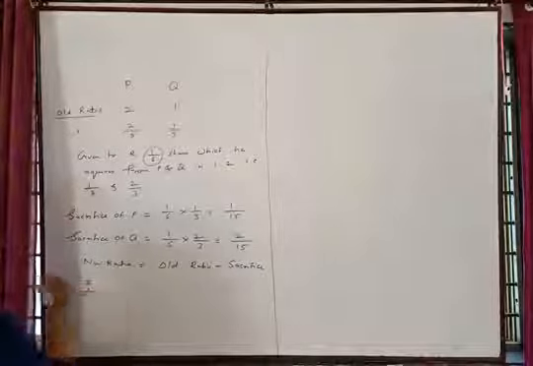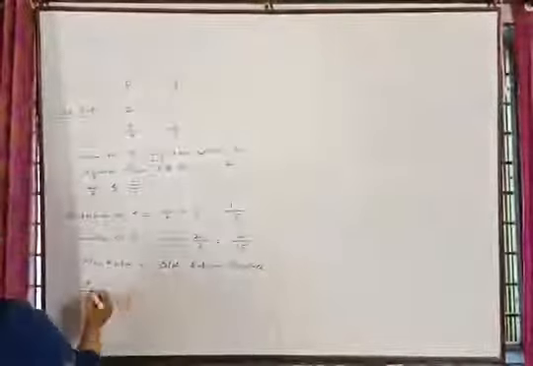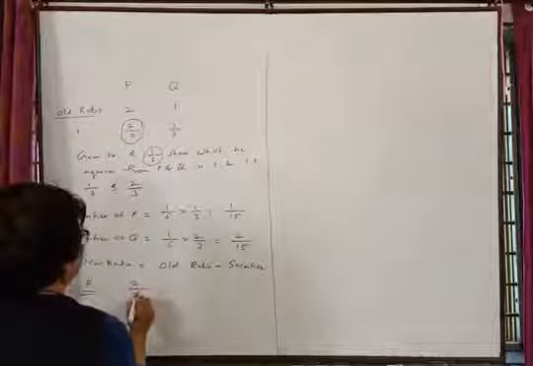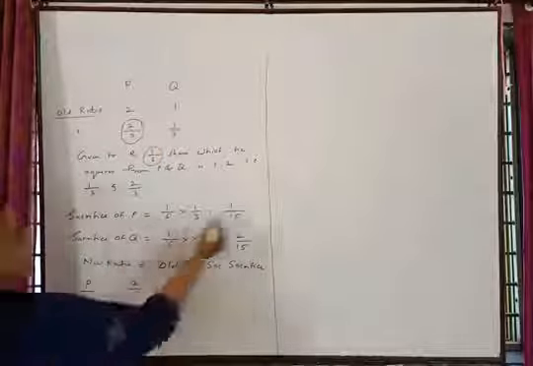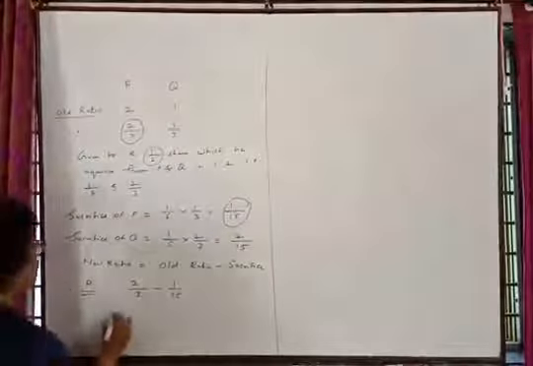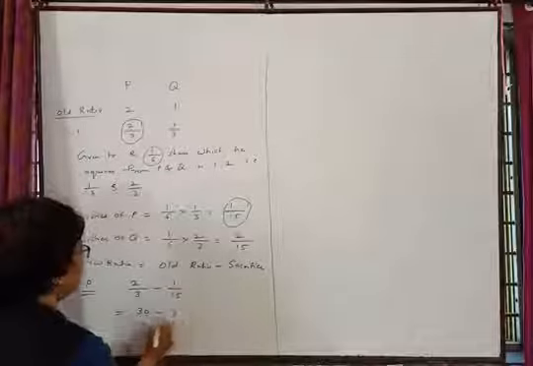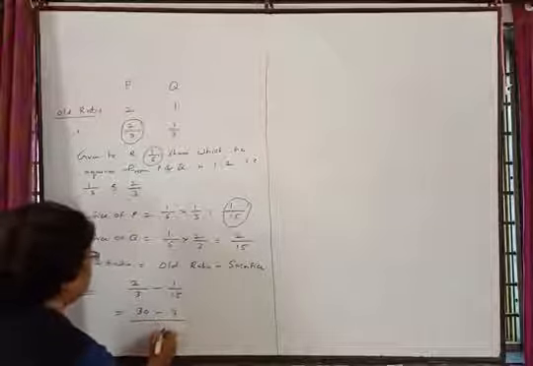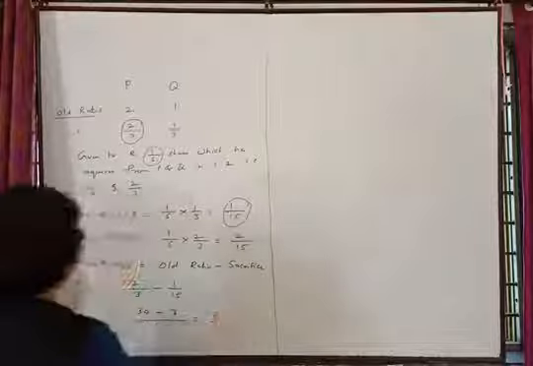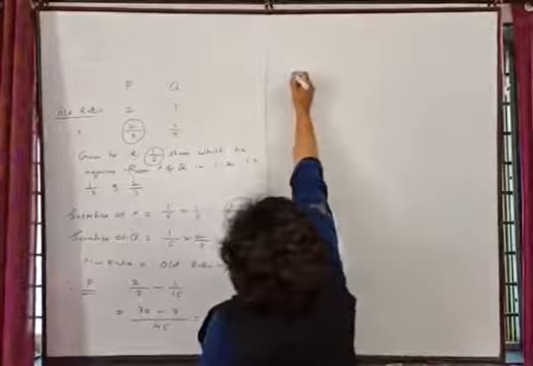Therefore, for P, we are calculating the new ratio. The old ratio of Mr. P is 2/3, minus his sacrifice of 1/15. So it will be 15 2s are 30 minus 3 1s are 3, divided by 15 3s are 45. So it is equal to 27/45. This will be the new ratio of Mr. P.